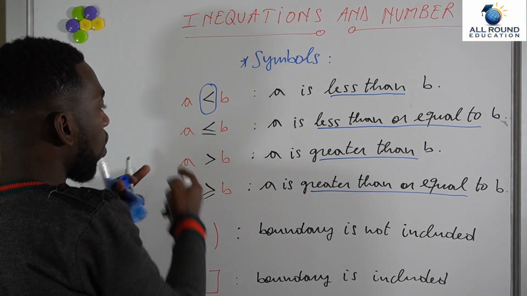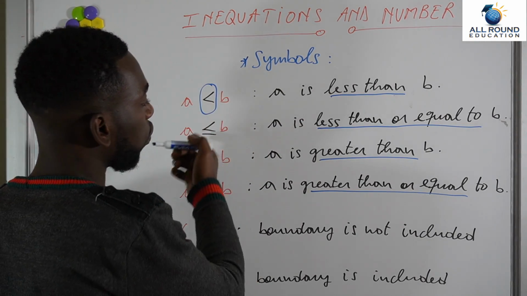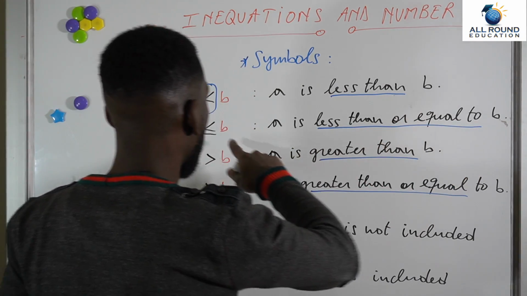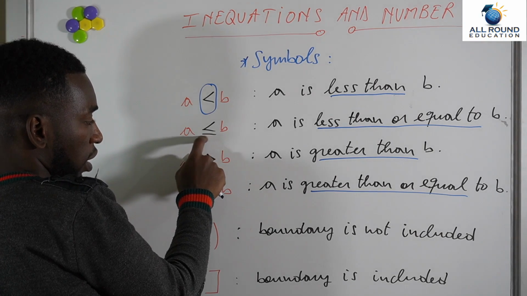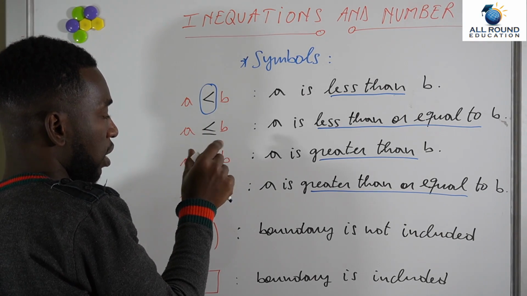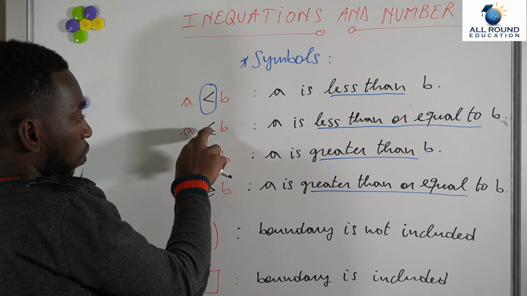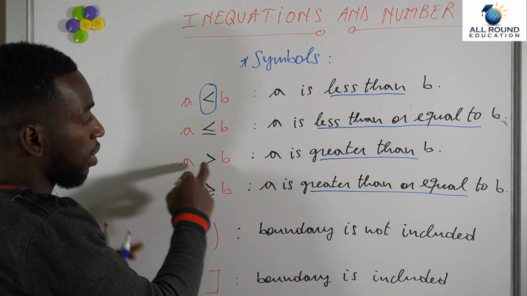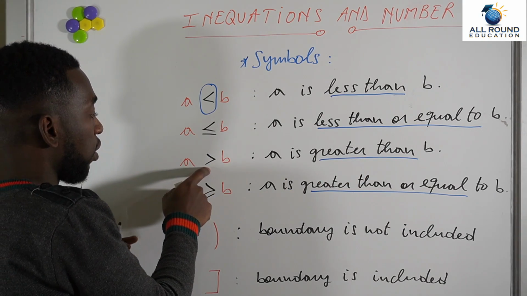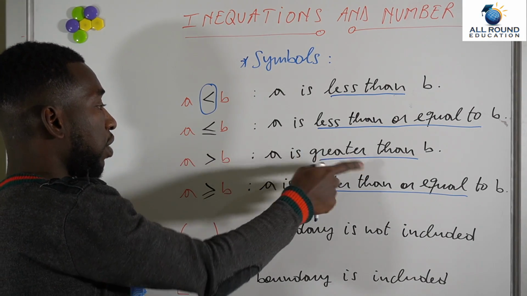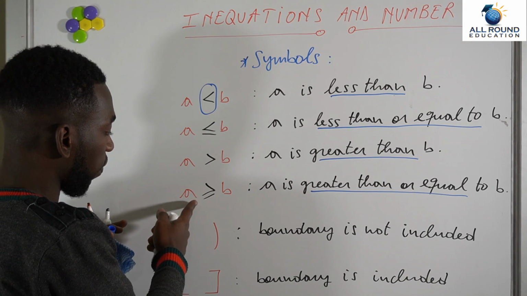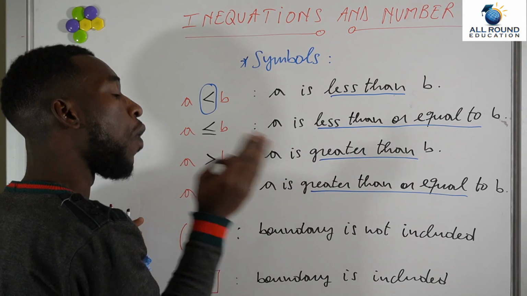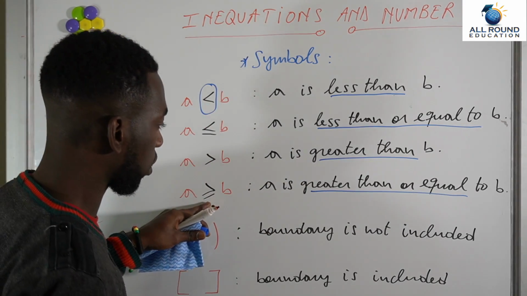The second one is a less than or equal to b, because of this second bar here, which basically means equal. You can see the two lines aligned as an equal sign. The third one is a is greater than b, when you see the symbol facing this way. And the fourth one is a is greater than or equal to b. This is how you write that.